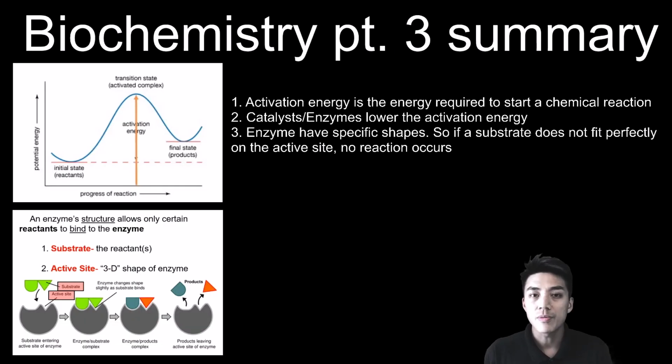This concludes my 3-part series on biochemistry. To give you a summary of part 3, just understand that activation energy is the amount of energy required to get a chemical reaction to start. You can lower this activation energy if you have catalysts or enzymes. Catalysts and enzymes are really just special proteins that speed up a chemical reaction. Now, the last thing you have to understand is enzymes have specific shapes. So they have active sites which allow substrates to bind to them. And if there's no perfect fit, then there's no chemical reaction.